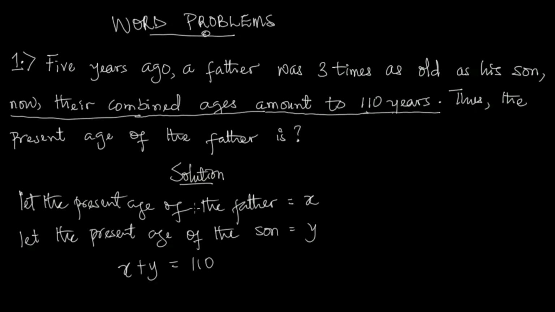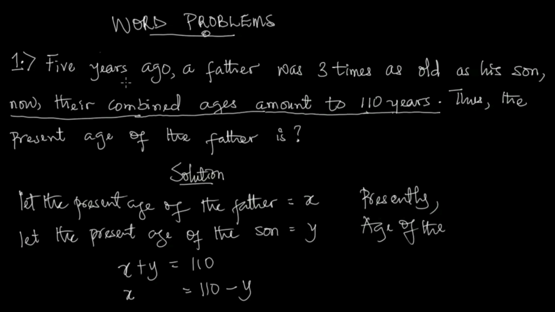So the present age of the father is x. That means that the present age of the father will be equal to 110 minus y. Alright, so we can now say that presently the age of the father equals 110 minus y and the age of the son equals y.